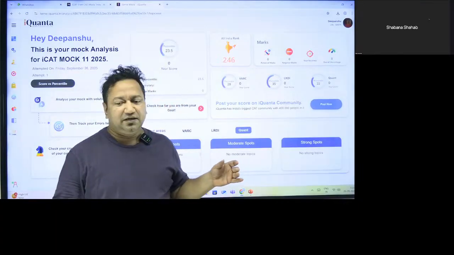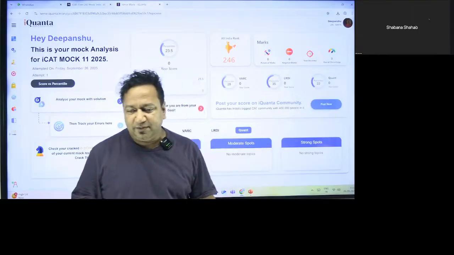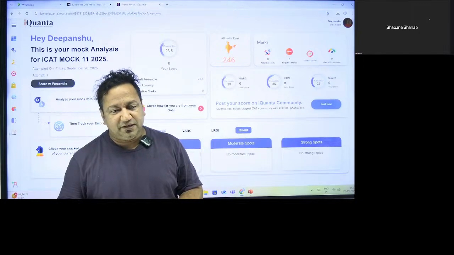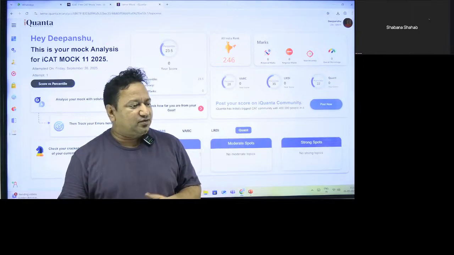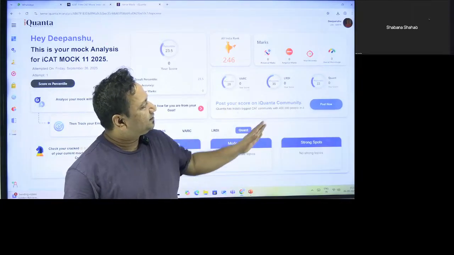And if you want to flex your score in case you got a good score, just click here, post now, and go to the iQuanta community, which is the largest online community for CAT prep on Facebook, and post your score over there and get talking with the other CAT aspirants as well. So this is the entire dashboard.